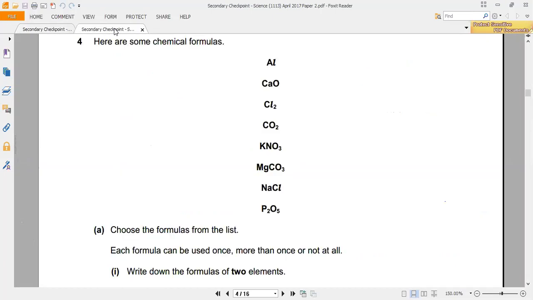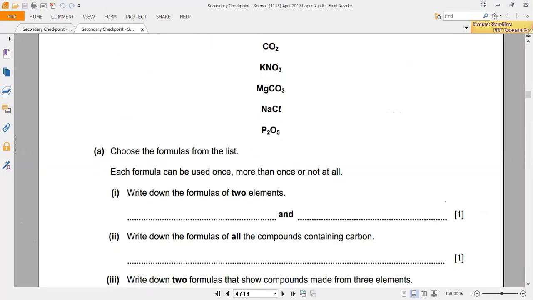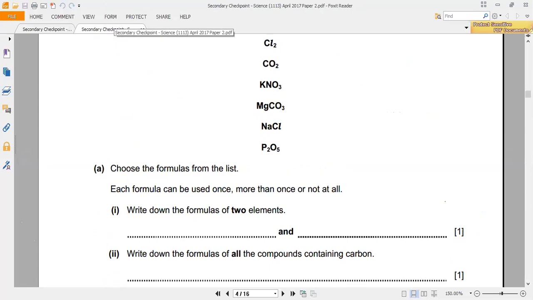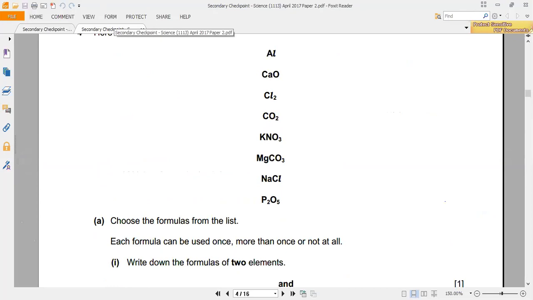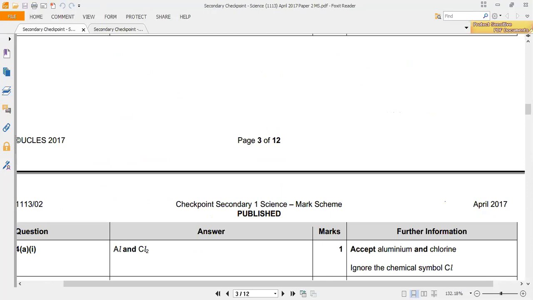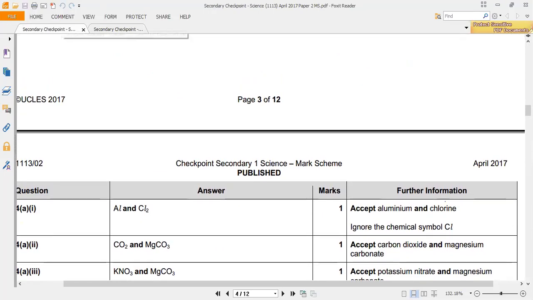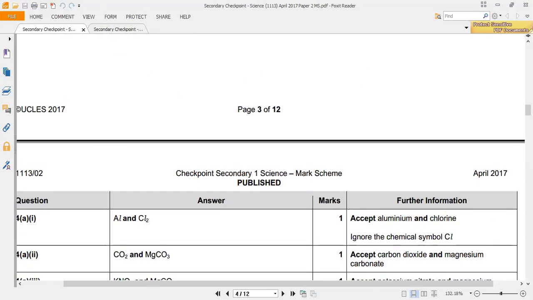Number II. Write down the formulas of all compounds containing carbon. Carbon here is found in CO2, carbon dioxide, and in the magnesium carbonate, MgCO3. Only those. Let's check the answers. Yeah, CO2, MgCO3.